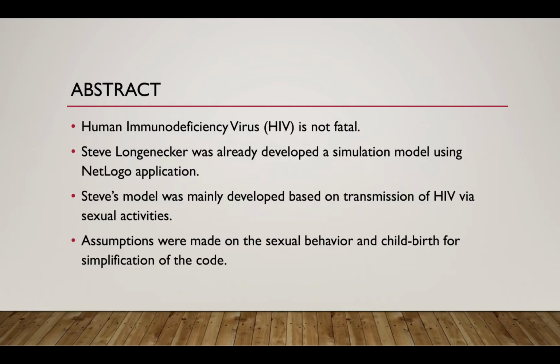The aim of this study is to add transmission of HIV through perinatal infection, where the virus transmits from mother to child during birth or breastfeeding. Assumptions were made on the sexual behavior and childbirth for simplification of code. More than the interrelationship between variables, the effect of perinatal infection of HIV was the focus. The model was tested for its ability to simulate actual conditions using various states of variables.